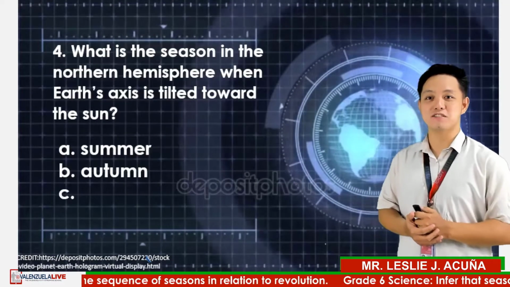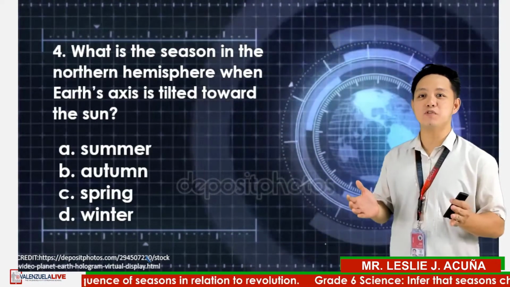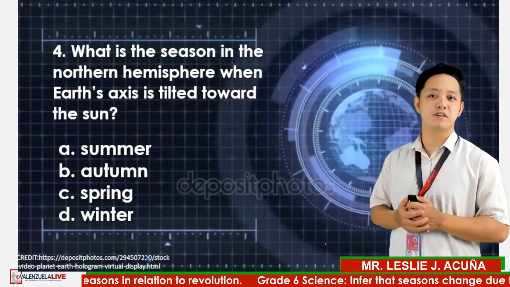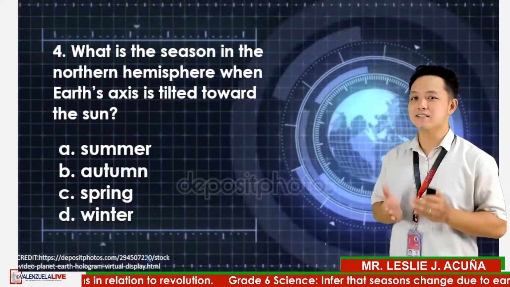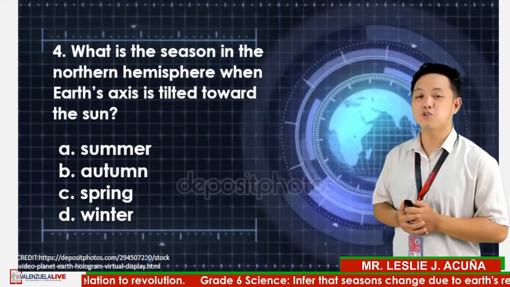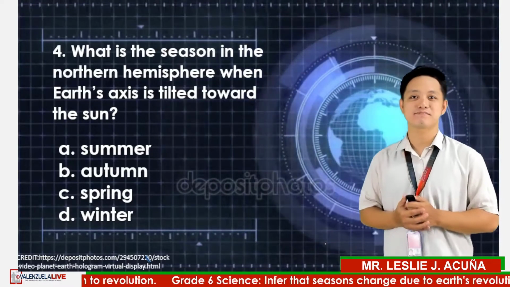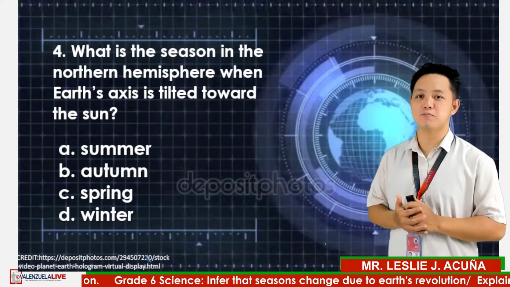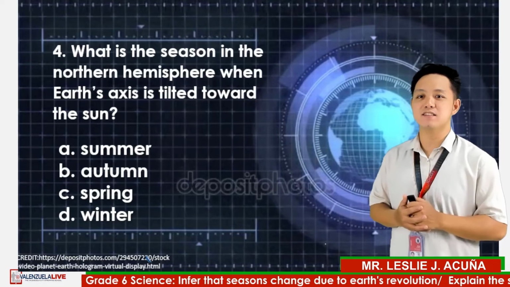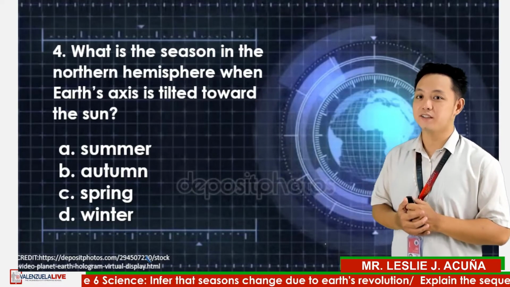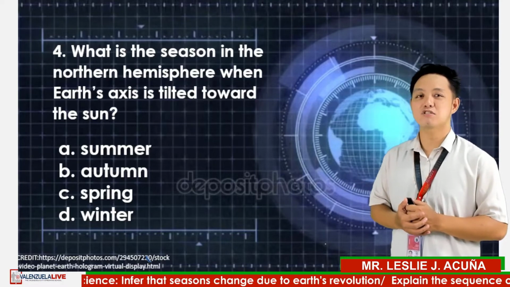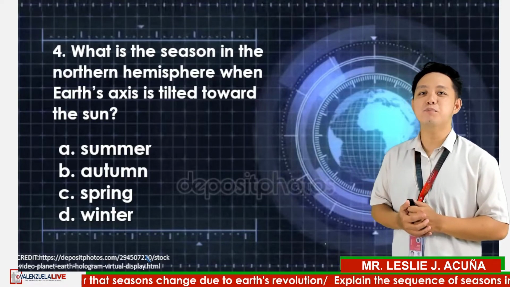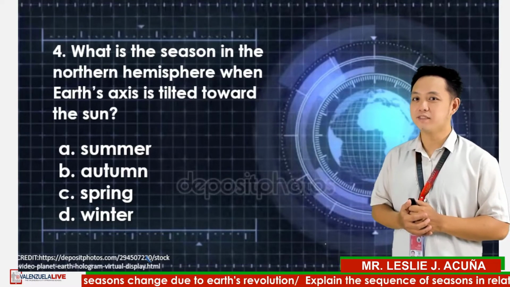Last 2 questions. So in question number 4, what is the season in the northern hemisphere when Earth's axis is tilted toward the Sun? I repeat the question. What is the season in the northern hemisphere when Earth's axis is tilted toward the Sun? A, summer. B, autumn. C, spring. Or D, winter.